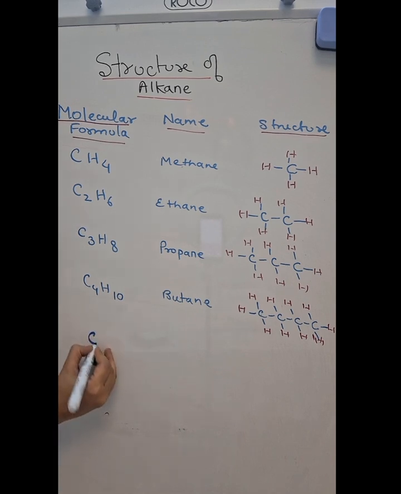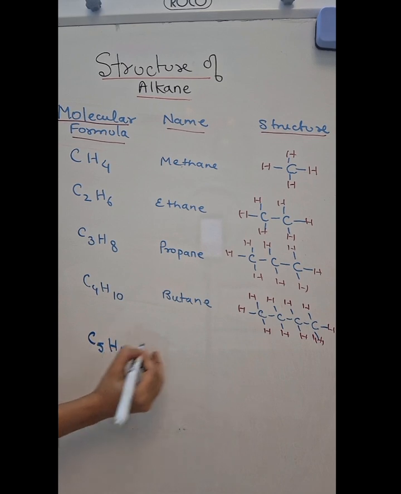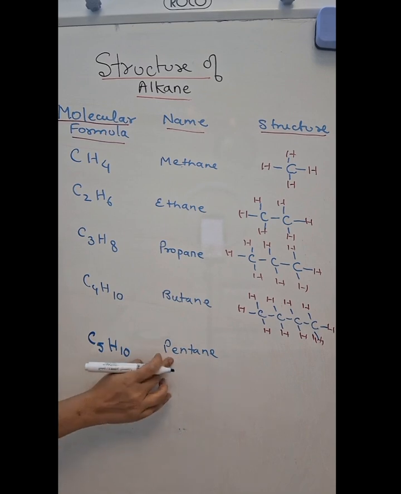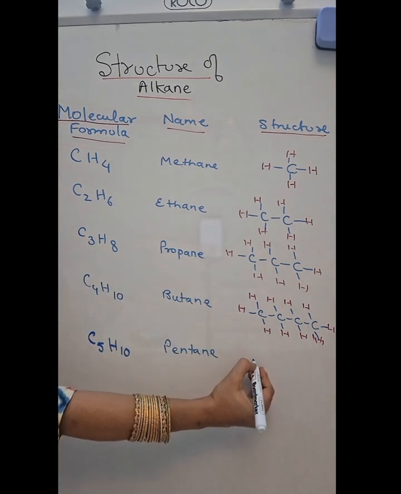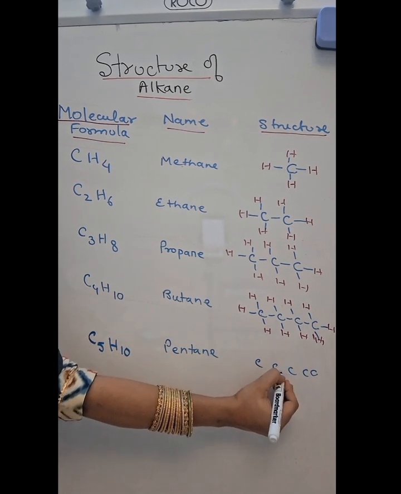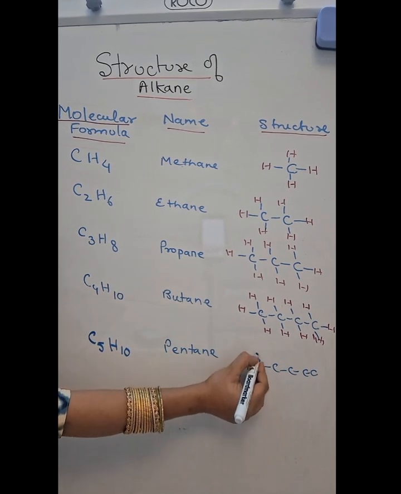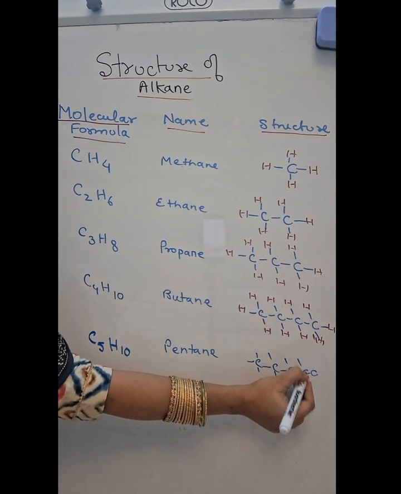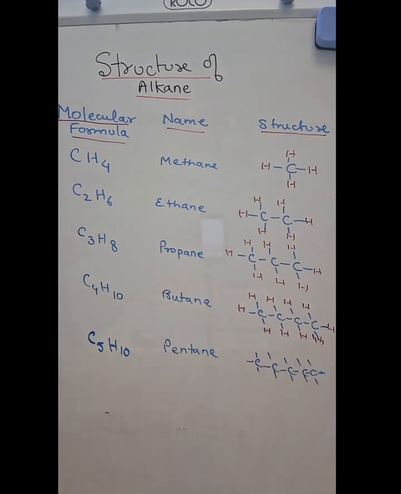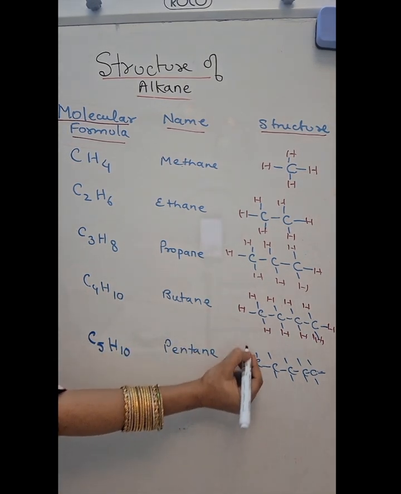One more structure we will do, that is C5H10. Okay, the name will be pentane, pent because it is made up of 5 carbon, and ane again because it is an alkane. So the structure is also very easy. See, 1, 2, 3, 4, 5 carbon, which is single bonded, and then we will satisfy showing all the carbon is having 4 valency. Okay, and now we will satisfy with the hydrogen.